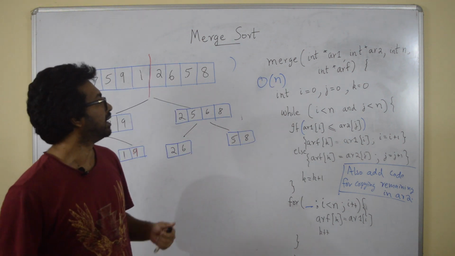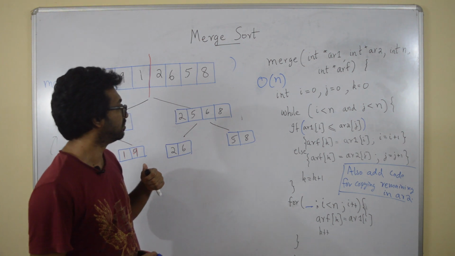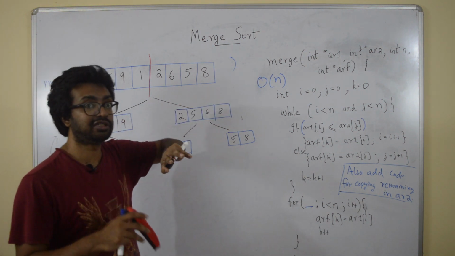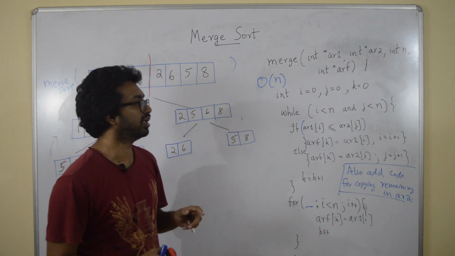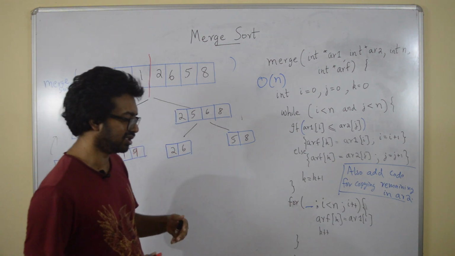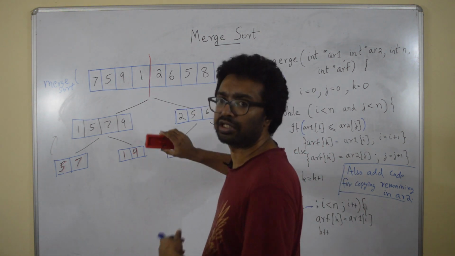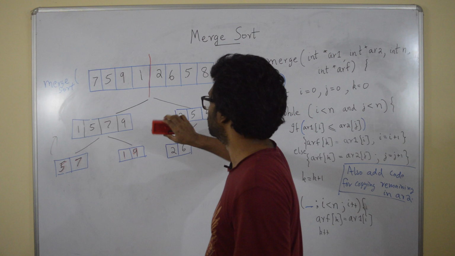Okay, and now once we have this understanding, merging takes order n time. That's the crucial point. And then we can now try to analyze merge sort using this idea. Okay. So I'm going to rub this thing off, and then we are going to analyze merge sort here.